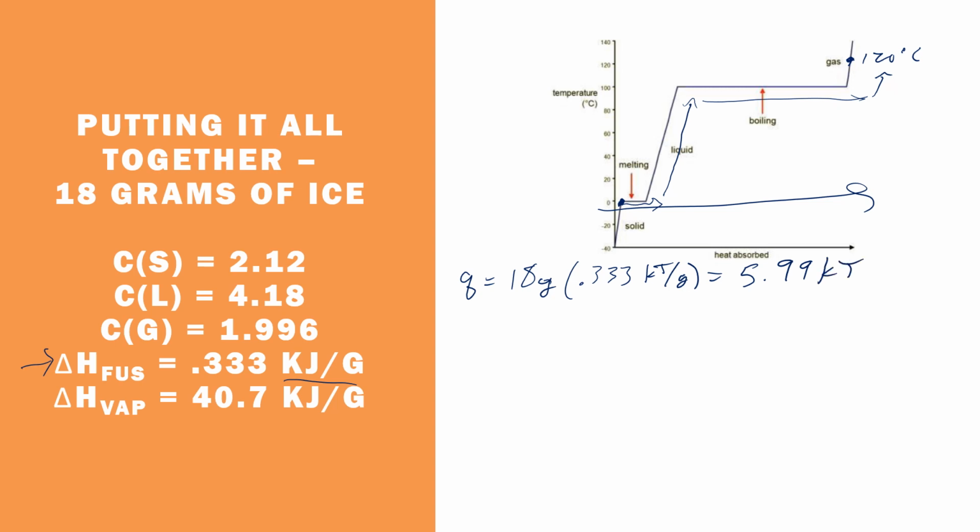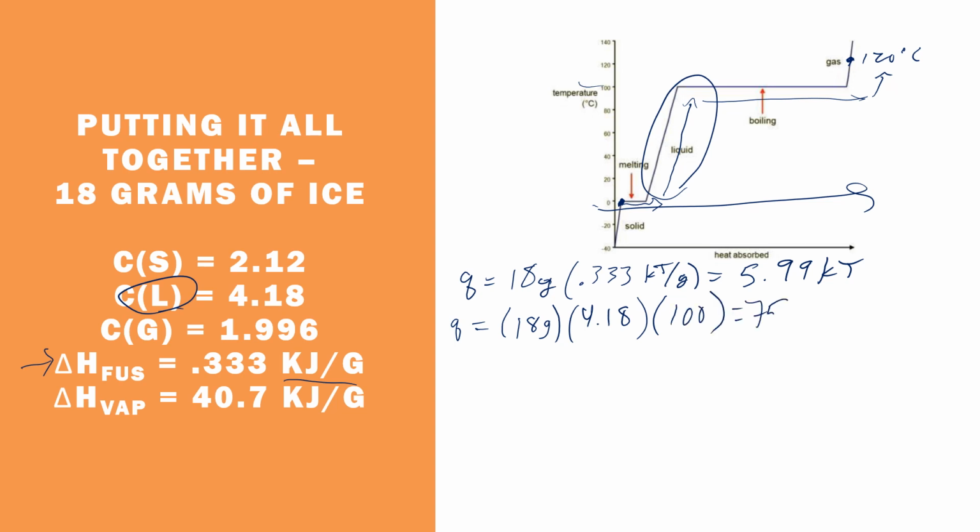The second section is when it's a liquid and it's changing temperature, so I can use Q equals MC delta T. I have 18 grams. My specific heat as a liquid is 4.18. And my change in temperature for that section is from 0 to 100 degrees Celsius, so it's a 100 degrees Celsius change. That gives me 7524 joules, or 7.52 kilojoules. I'm going to put everything in kilojoules to keep it consistent as we go through.